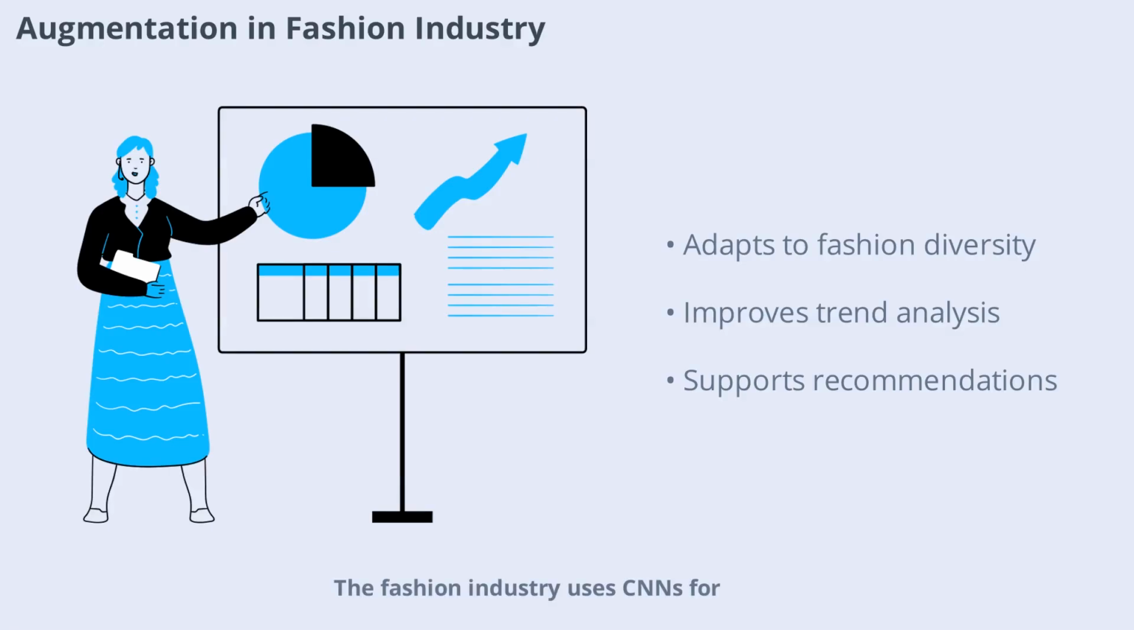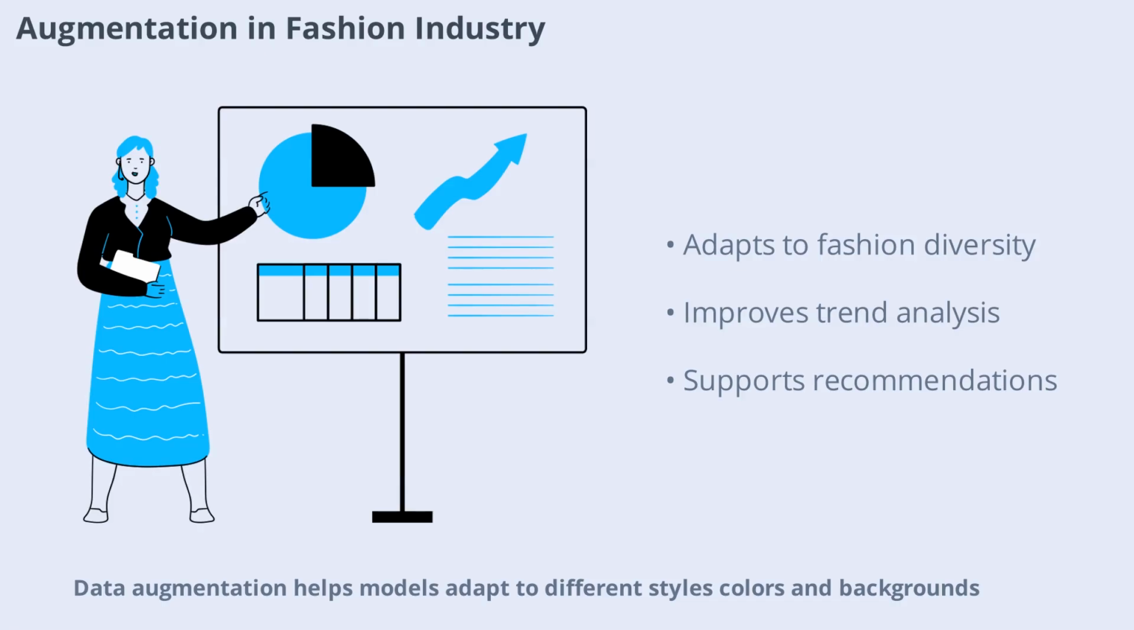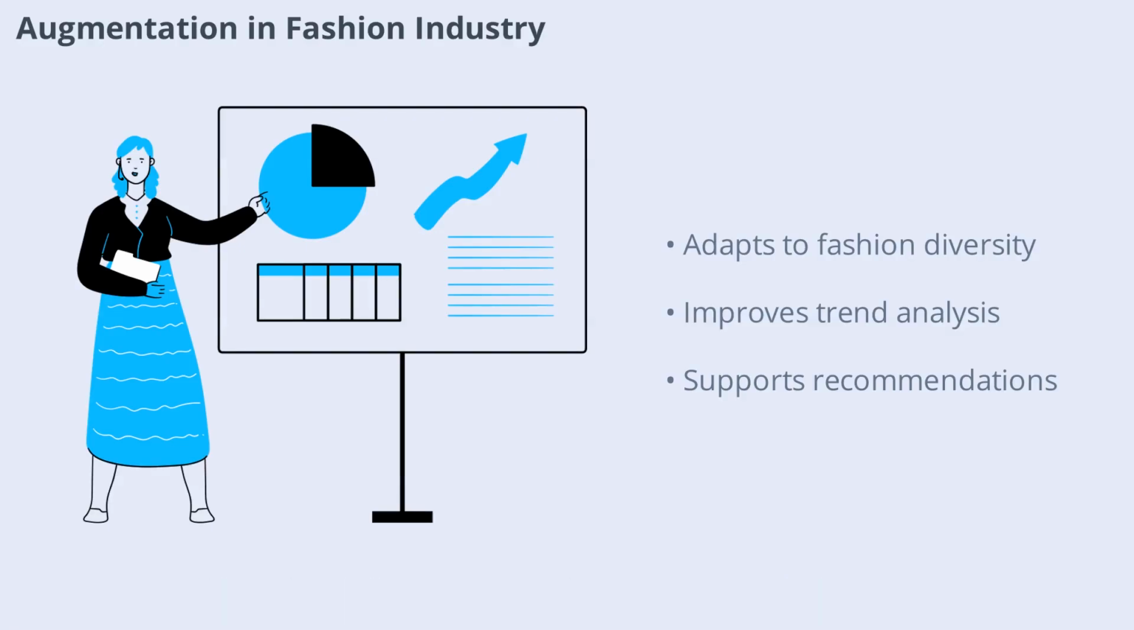The fashion industry uses CNNs for tasks like clothing recognition and trend analysis. Data augmentation helps models adapt to different styles, colors, and backgrounds, ensuring accurate recognition across diverse fashion items. This leads to better recommendations and trend predictions, supporting designers and retailers.